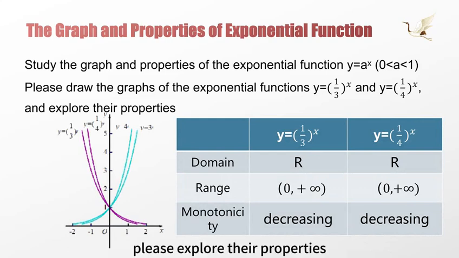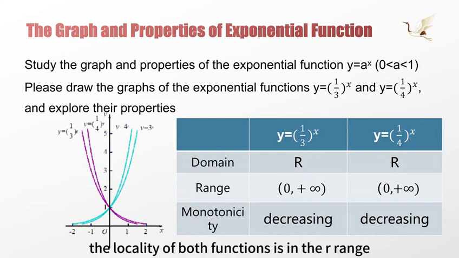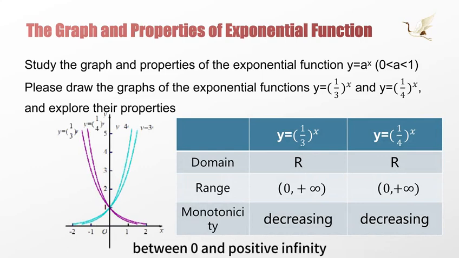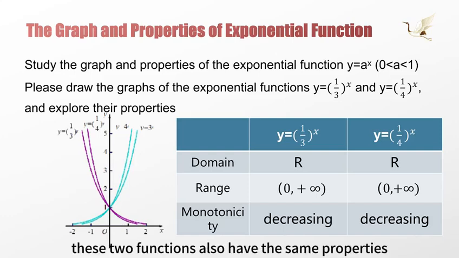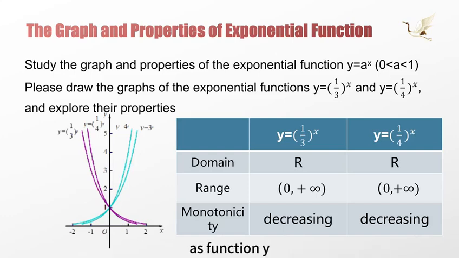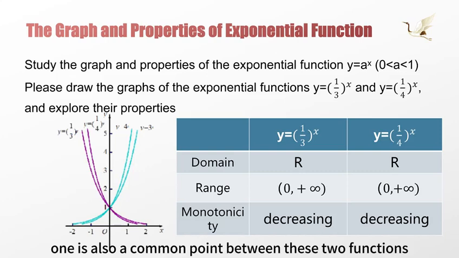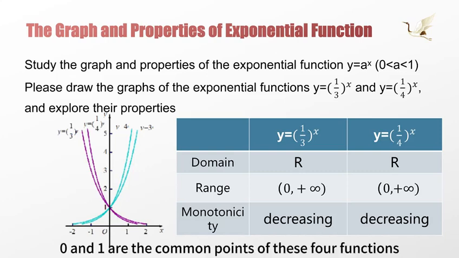Please explore their properties. We found that the domain of both functions is R, and on the interval from 0 to positive infinity they are decreasing functions. These two functions have the same properties as the function y equals (1/2)^x. At the same time, we found that point (0, 1) is also a common point of these functions. So (0, 1) is the common point of these four functions, right?